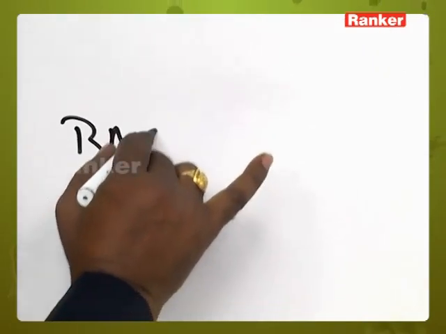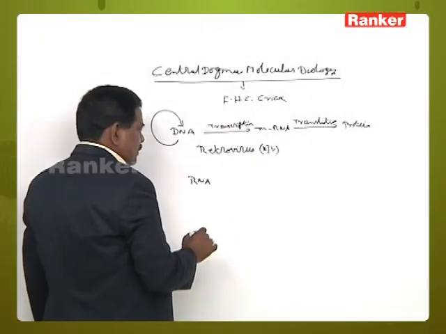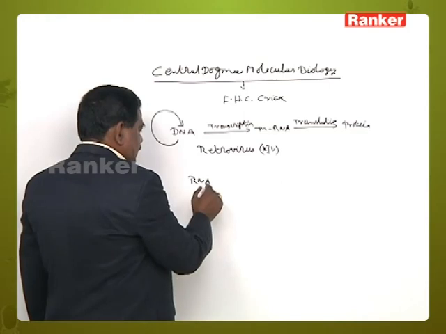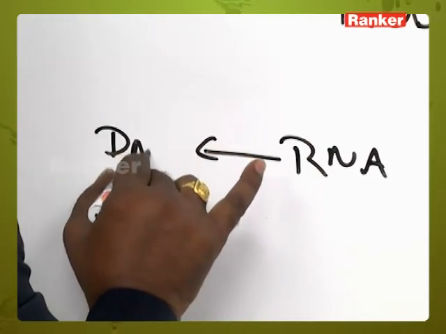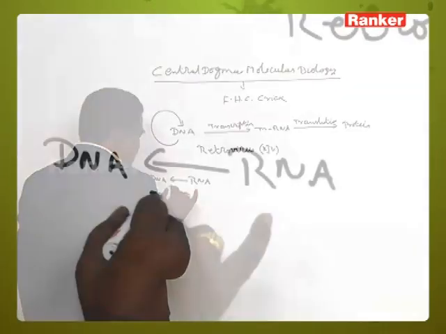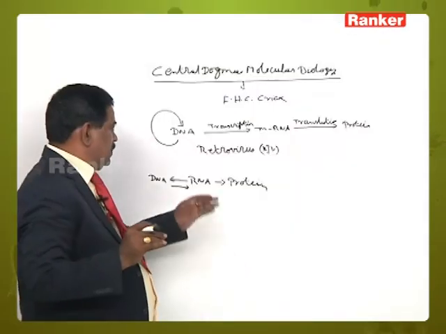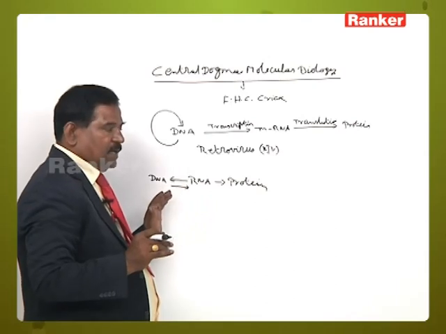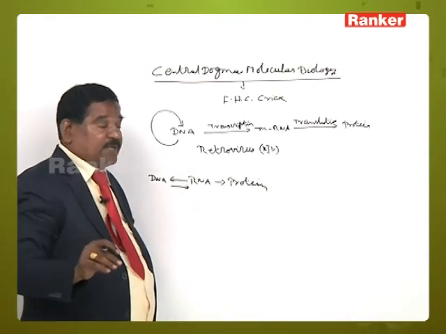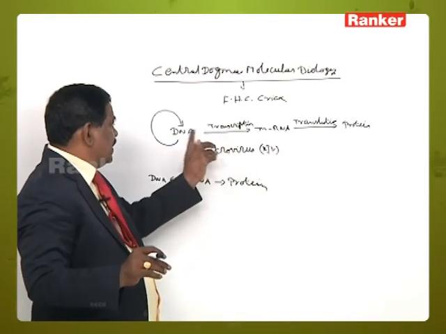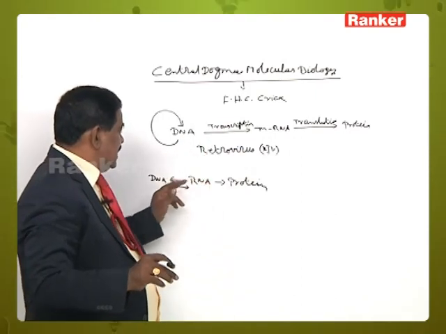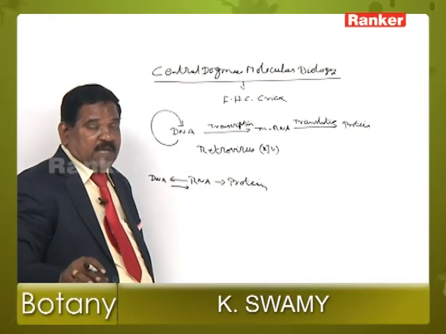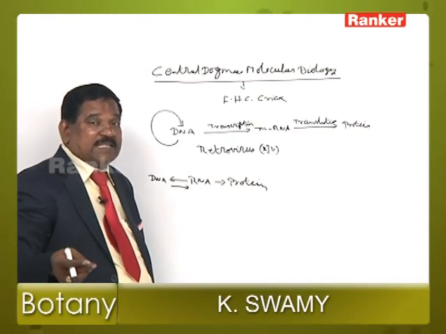This RNA produces DNA. Again, the DNA produces RNA. So, the formation of DNA from RNA is reverse transcription. The formation of RNA from DNA is transcription. And the formation of DNA from RNA is reverse transcription, by the enzyme reverse transcriptase.